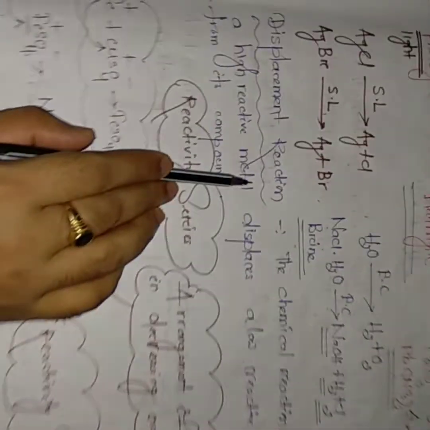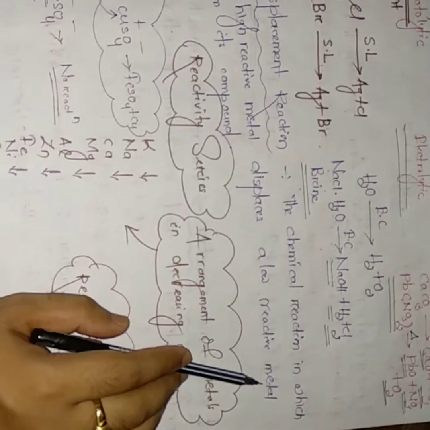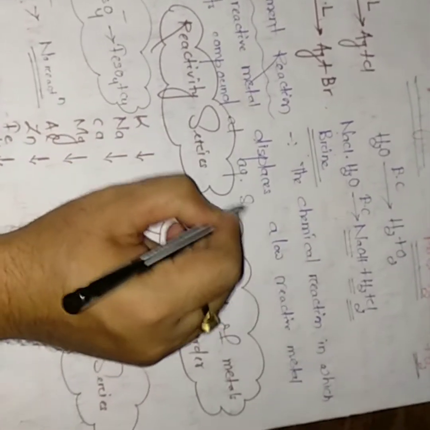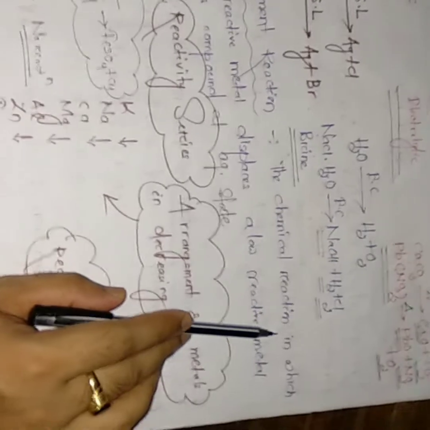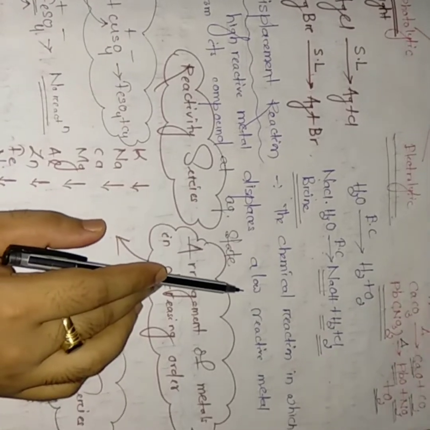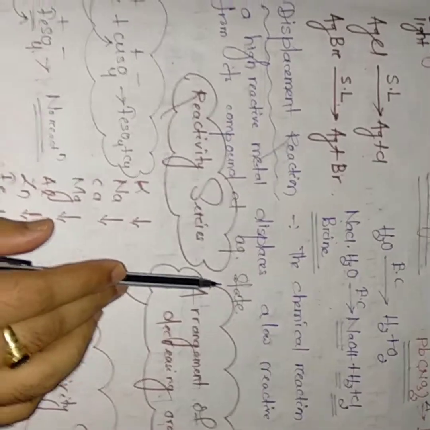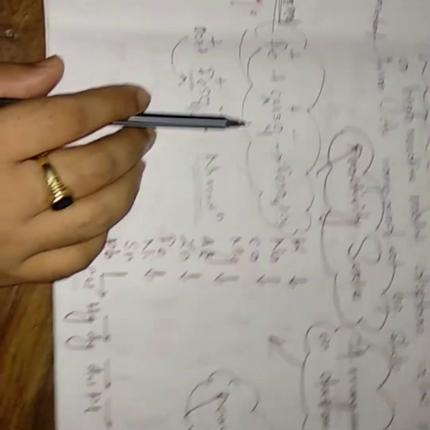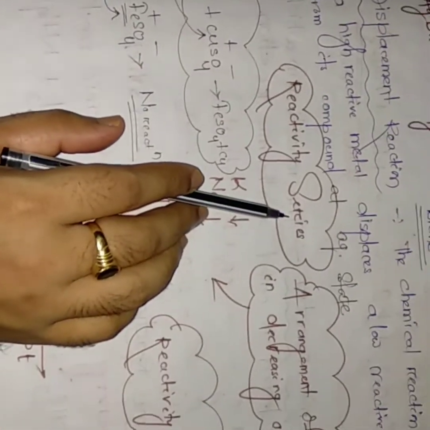So what is displacement reaction? The chemical reaction in which a highly reactive metal displaces a less reactive metal from its compound in aqueous state. In case of a displacement reaction, a highly reactive metal displaces a less reactive metal from its compound in an aqueous state. So let us understand with the help of an example. But before going to the example, let us make clear the reactivity series.